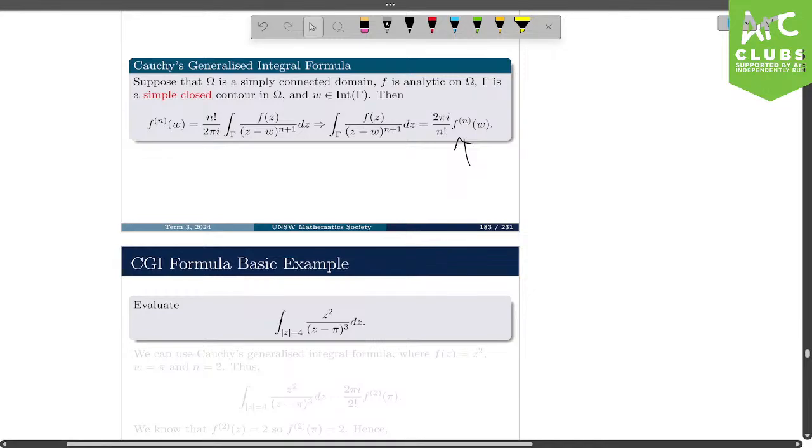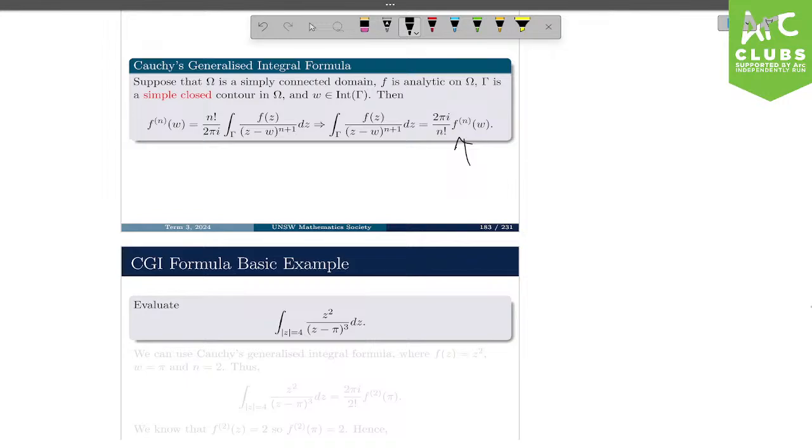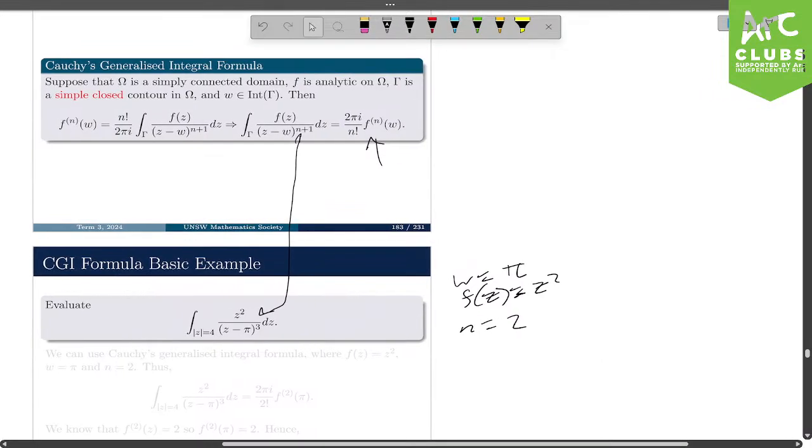Alright. Here is a certain example of that. We have, let's just try and spot things. We have w equals pi. We have f of z equals z squared. And we have n is equal to 2. Okay? So, since we understand that, okay, circle magnitude 4, yes, that includes pi. We go ahead, push forwards, okay, general integral formula.